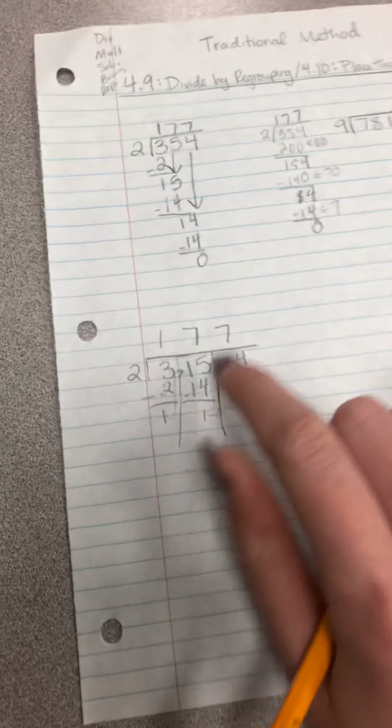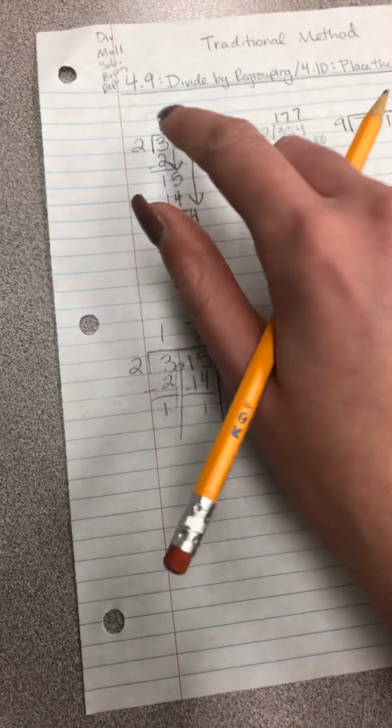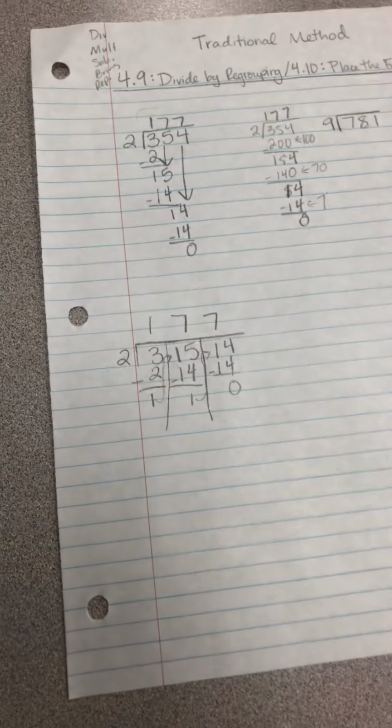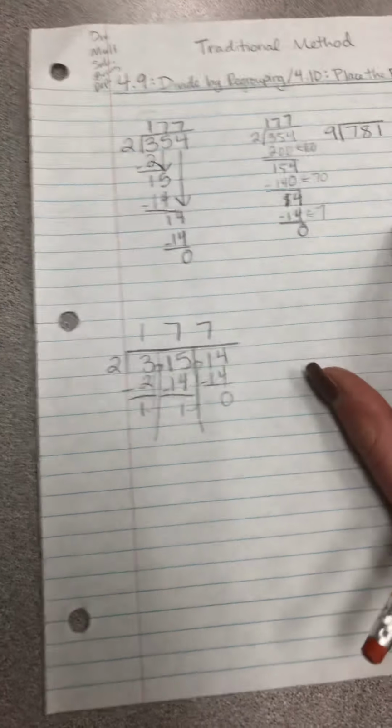I'm done. For some kids, it's just easier to see it this way. They get confused with all the bringing down. And just for some of them, it really clicks. But either way is fine. You're doing the traditional method.